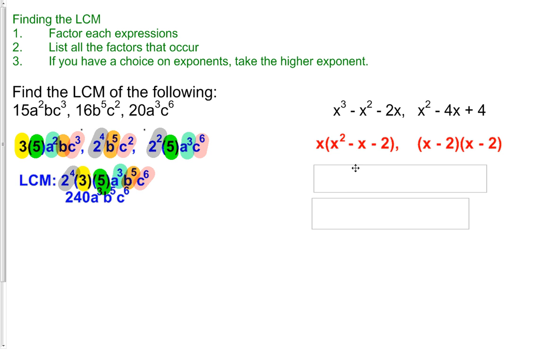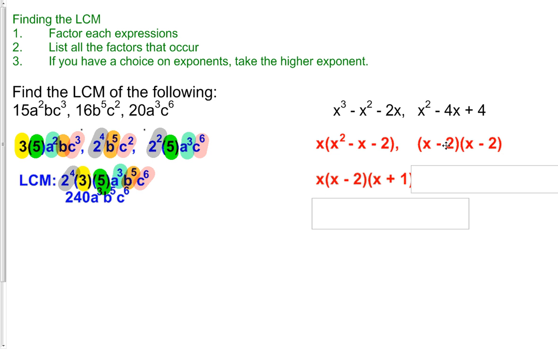Both of these can be taken a little bit farther as far as factoring. On the left side here, inside the parentheses, it looks like we're looking for something that we can unfoil, and two numbers that multiply to negative 2 add up to negative 1. Those numbers would be negative 2 and positive 1. So negative 2 and 1 multiply to negative 2, and they add up to negative 1. So let's write that as x minus 2 times x plus 1. And we always have to remember to keep that x out front that we had from the start.